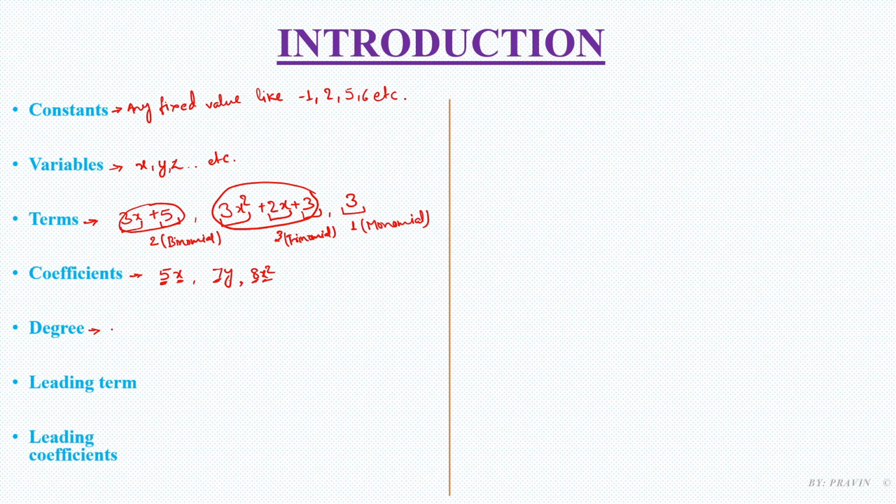Next is degree. Any polynomial may contain one term or more than one term. Say for example 3y plus 7. So here the variable is y, and the exponent or the power of the variable is basically the degree. Power of variables. Similarly, if you take the example 3x square plus 5, what you find here is the variable has a power of 2. So the degree of this term will be 2.